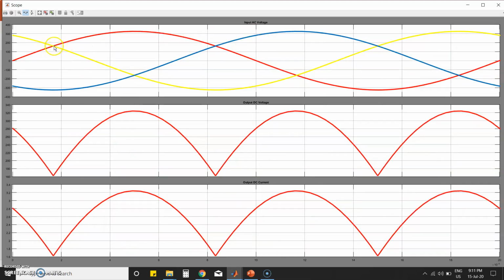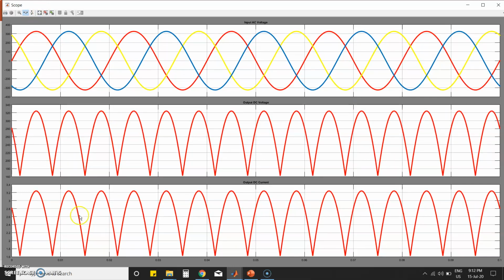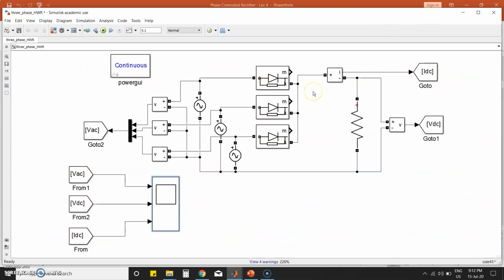Now you can see from this point to this point, the R phase is conducting, from this point to this point your B phase is conducting, and from this point to this point your third phase is conducting. So this is the working of your normal three-phase uncontrolled rectifier. Since we are using R load, voltage and current are both in phase. So this is the normal three-phase half-wave rectifier.